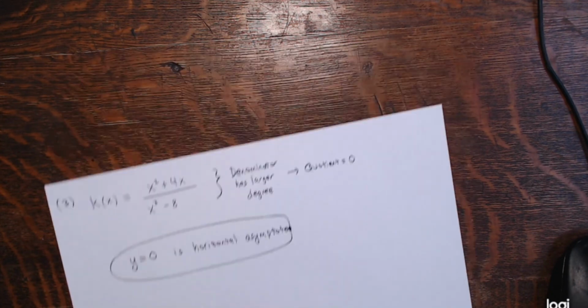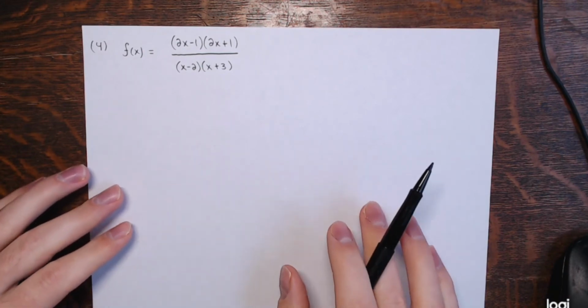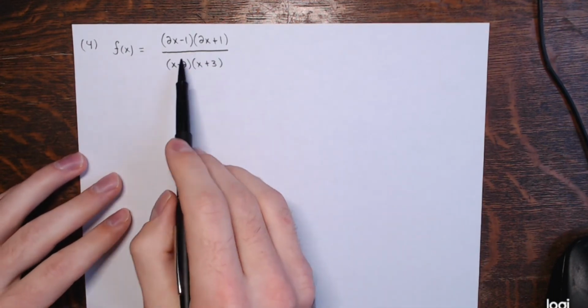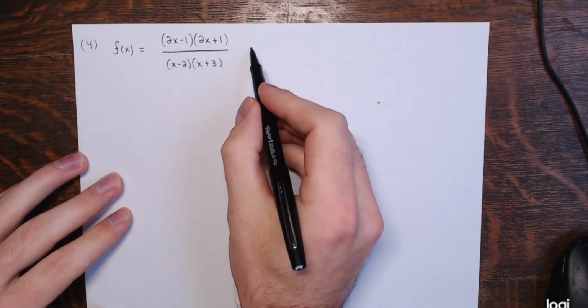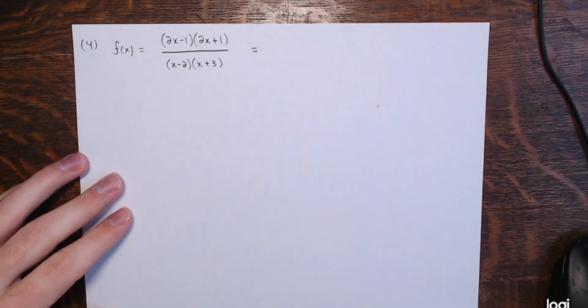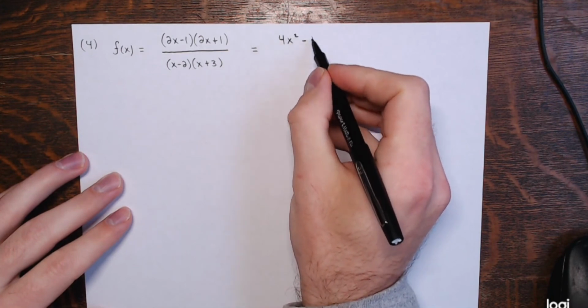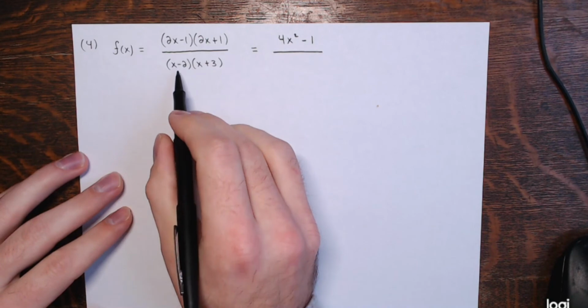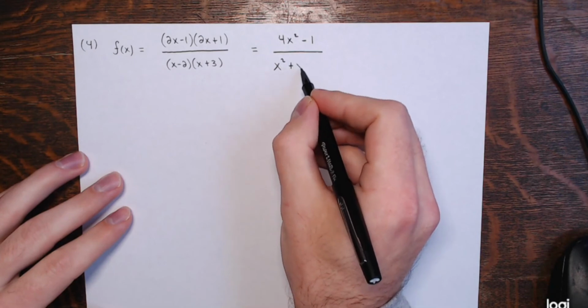Alright, so next one. Now this one's a little trickier because you actually have to do some multiplying out, but it shouldn't be that much harder. I mean, you know how to multiply polynomials, I hope. Here the polynomials aren't in general form, right? They're factored. But if you were to multiply them, 2x minus 1 times 2x plus 1 would be 4x squared minus 1. Right? And then x minus 2 times x plus 3 would be x squared plus x minus 6.